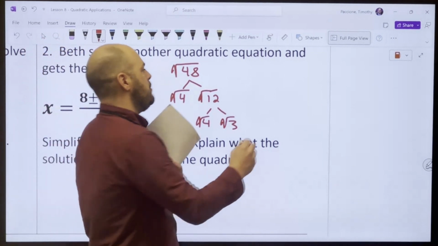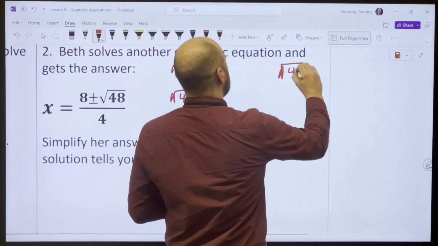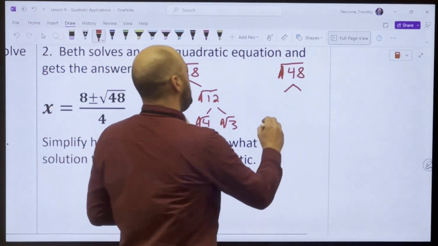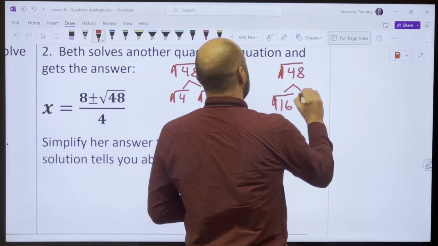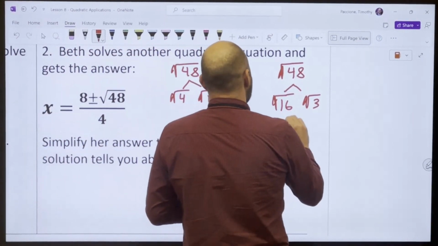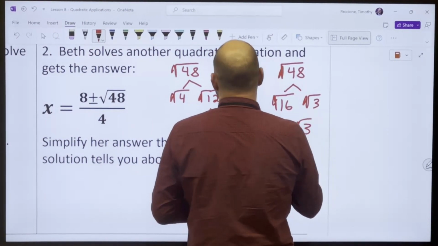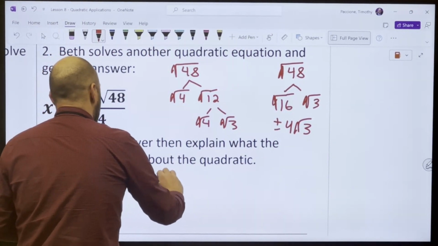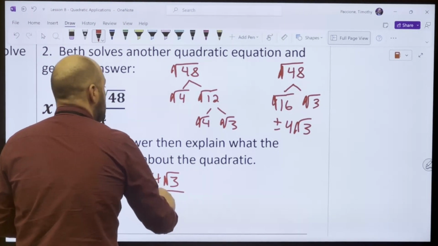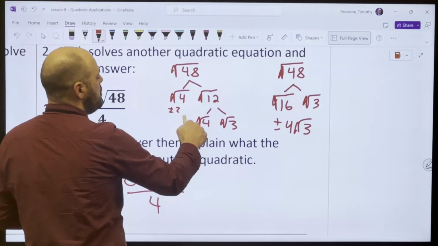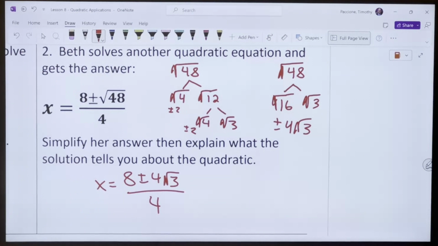So you could start over at that point if you wanted to and say, let me see if I can get a bigger perfect square in there. What bigger perfect square goes in? 16, right? And that's just going to make this a little easier on me because I know the square root of 16 is plus or minus 4. And then I get square root of 3. And then this simplifies to x equals 8 plus or minus 4 square root of 3 over 4. Now, I would have gotten the same thing here because this would have been plus or minus 2, and this would have been plus or minus 2. 2 times 2 is 4. I would have gotten my 4 square root of 3. But that would have been a cleaner, quicker way, right?